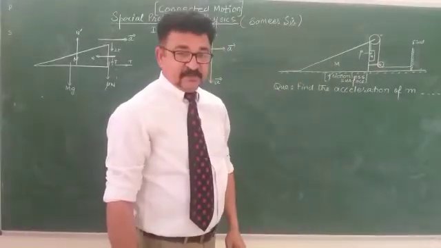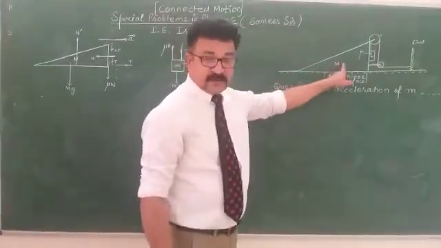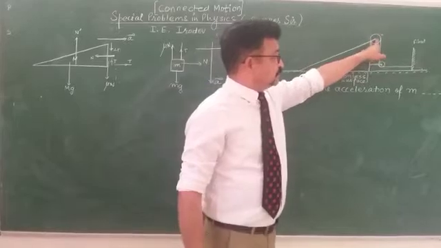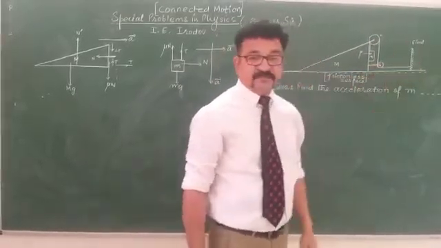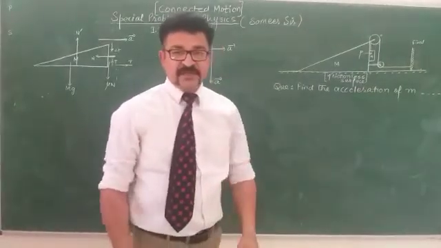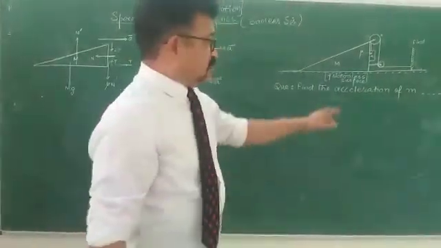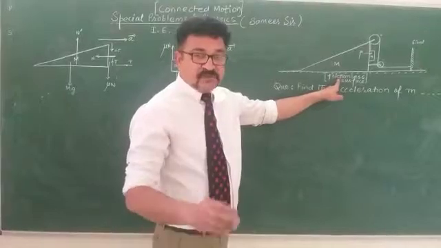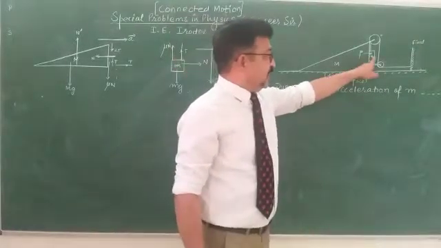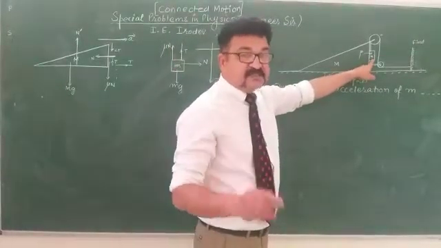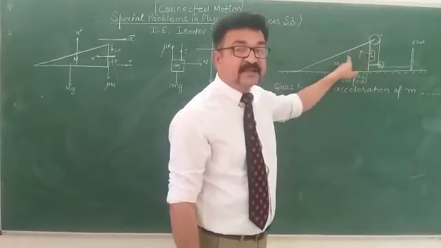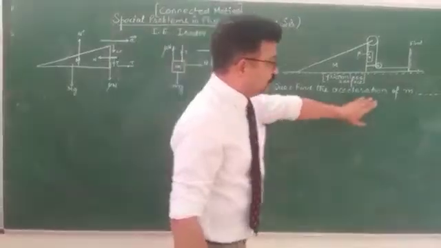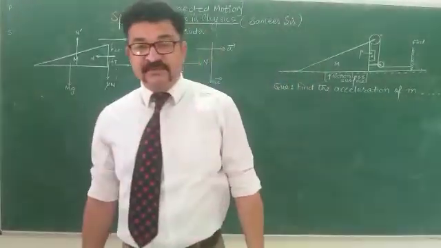In the diagram, look at the diagram. A wedge is given, a pulley system is given, and a fixed system where the rope is connected. The horizontal surface is frictionless and there is friction between the contact of small m and capital M. The question is to find out the acceleration of small m.